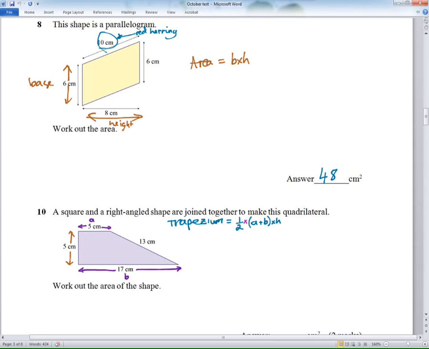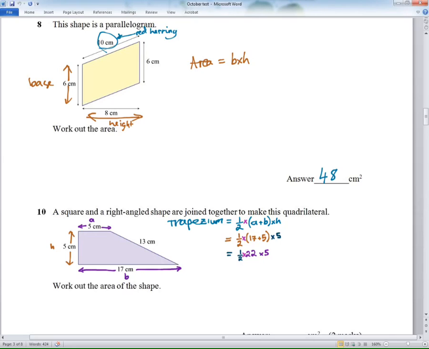Okay, so we can substitute the numbers into the formula. So we get a half times 5 plus 17 times the height between them, which is 5. We'll follow the rules of BIDMAS, so we do the stuff in the brackets first. A half times 22 times 5.